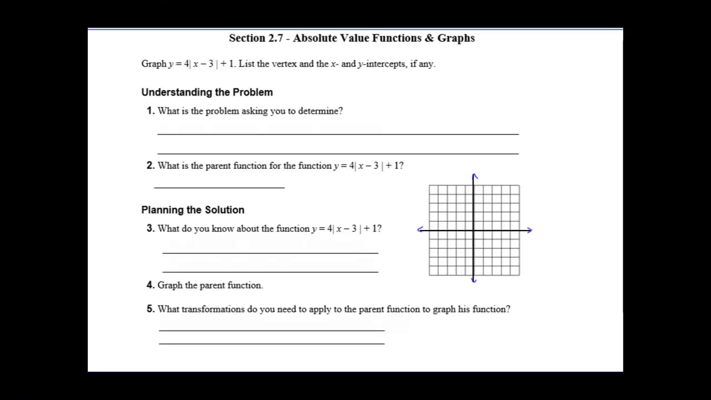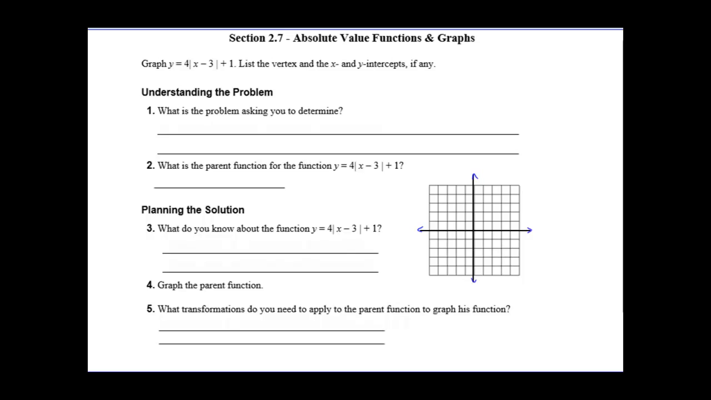Hello! Continue on to section 2.7, absolute value and functions and graphs. We need to graph 4 times the absolute value of x minus 3, plus 1. We need to list the vertex and the x and y intercepts, if any.